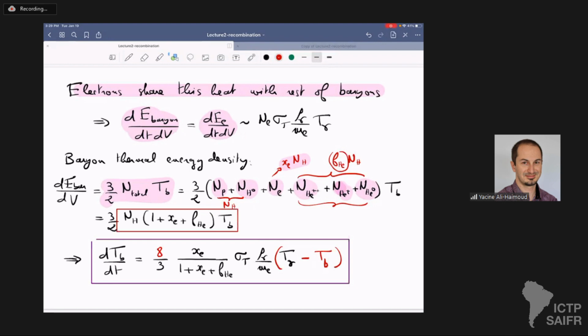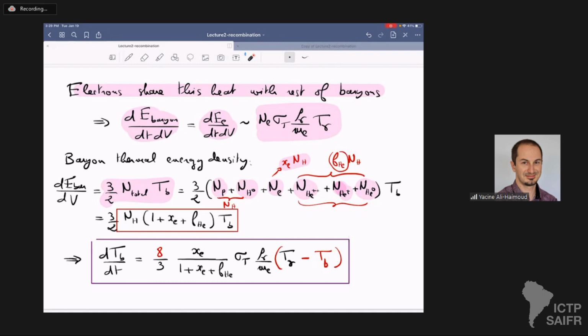And so now if I plug back what we found just before, which is the rate of change of the energy density of baryons, this is going to be equal to NH times 1 plus Xe plus F helium times the rate of change of T baryon. So I can write this into an equation for T baryon.